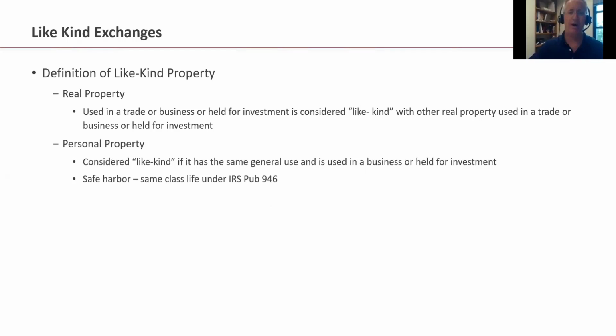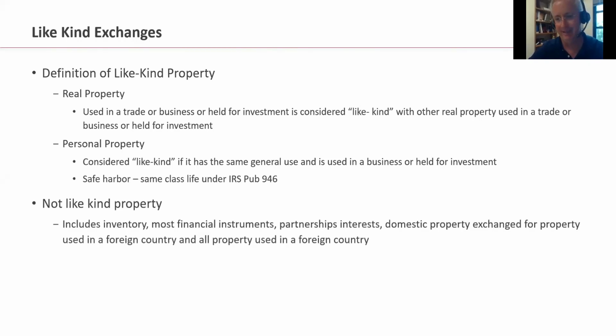Okay. Personal property used to be, notice I said used to be, considered like-kind if it had the same general use and again was used for business or held for investment. And there was a safe harbor if it had the same class life. However, in 2018, personal property was removed from the like-kind exchange rules. So 2018 going forward, only real property qualifies for like-kind. Other things that aren't like-kind: inventory, most financial instruments, stocks, bonds, partnership interests. You can't exchange U.S. property for foreign property at all.